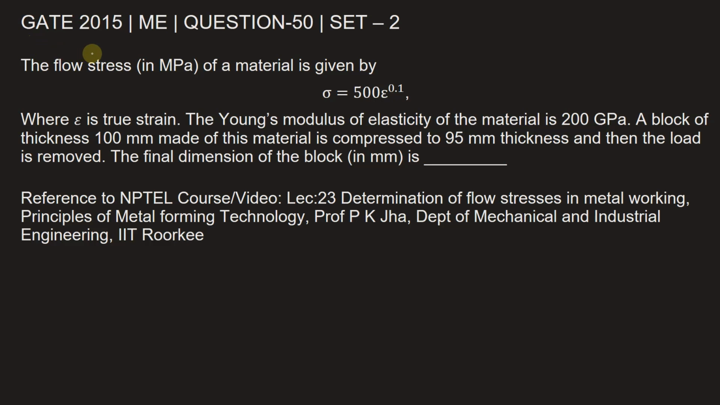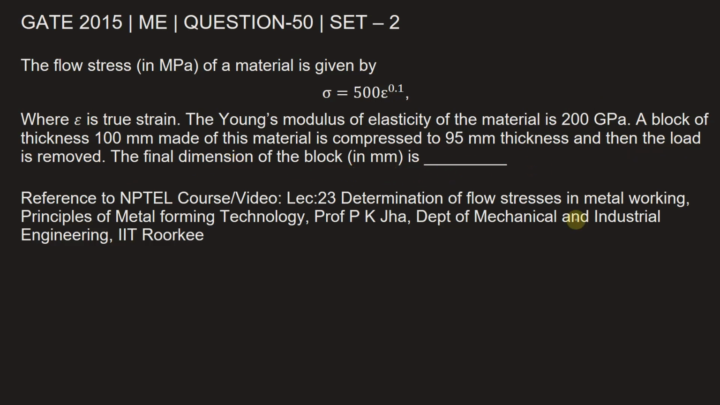This question is from GATE 2015 Mechanical Engineering paper, set 2, question number 50. The flow stress in megapascal of a material is given by sigma equal to 500 into epsilon raised to 0.1, where epsilon is true strain. The Young's modulus of elasticity of the material is 200 gigapascal. A block of thickness 100 millimeters made up of this material is compressed to 95 millimeters thickness, and then the load is removed. The final dimension of the block in millimeter is dash.